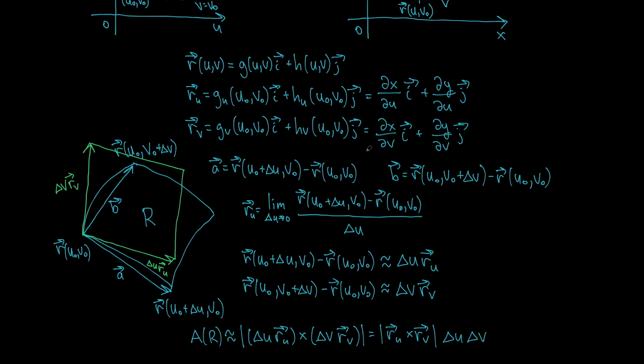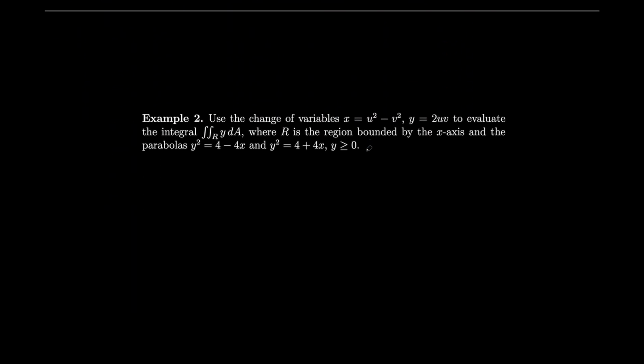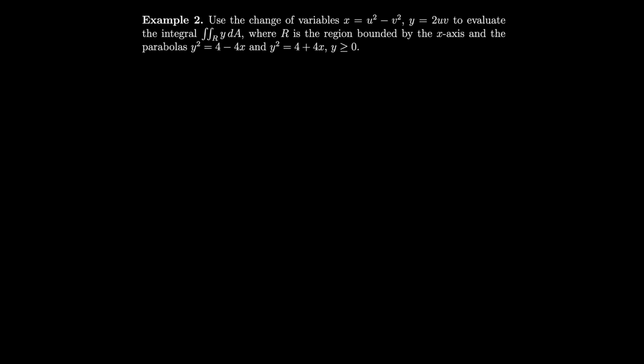So let's do an example of this. Let's use the change of variables x equals u squared minus v squared, y equals 2uv to evaluate the double integral of y dA over R, where R is the region bounded by the x-axis and the parabolas y squared equals 4 minus 4x and y squared equals 4 plus 4x, where y is greater than or equal to 0. Notice this is the same region we were just looking at in the previous example. We have x equals u squared minus v squared, y equals 2uv, same as before. These parabolas are what we got when we looked at the region. We just didn't have y squared by itself. We had them as x equals. So in this case, they just solve for y squared, but it's the same region.